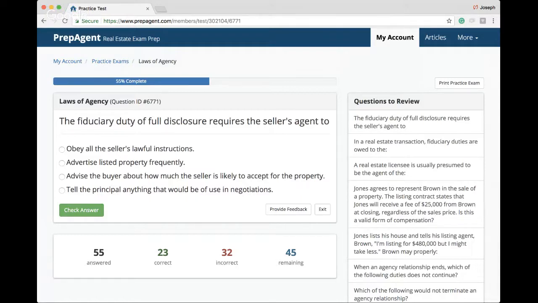The fiduciary duty of full disclosure requires the seller's agent to A, obey all the seller's lawful instructions, B, advertise listed property frequently, C, advise the buyer about how much the seller is likely to accept for the property, D, tell the principal anything that would be of use in negotiations.